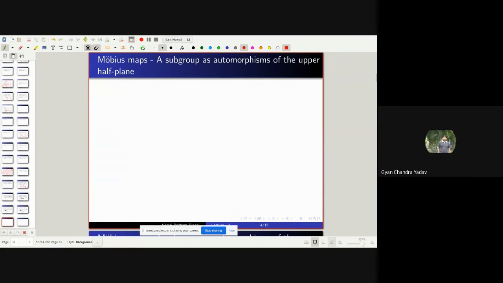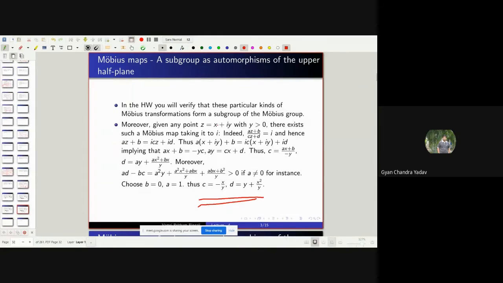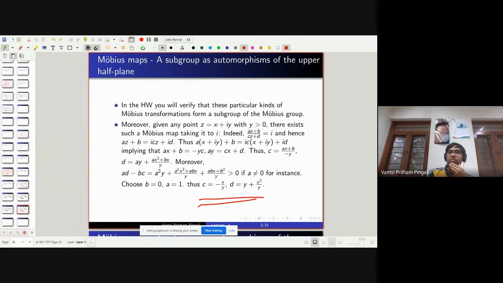Yes, sir, not only I, we can map any complex number to any other point. Absolutely, you're right. The fact that these things form a group means if I take any such Mobius map where A, B, C, D are real, then its inverse is also a Mobius map where A, B, C, D are real. So if I want to map Z to W, I'll map Z to I, then I'll map I to W. I can map W to I, just take the inverse of it, that'll take I to W, and compose these two. Okay?